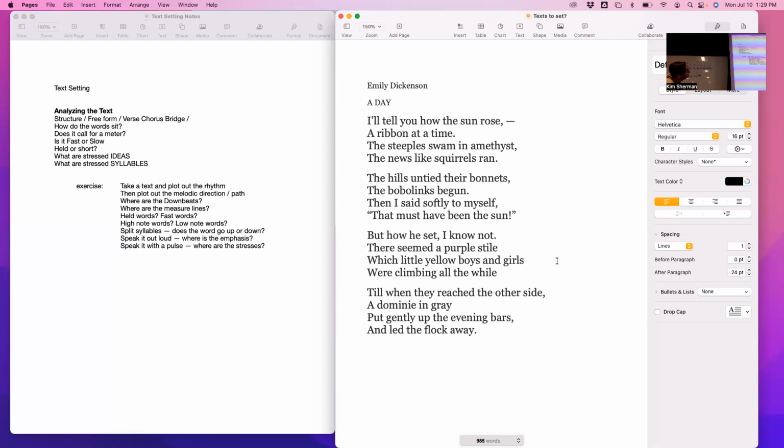Should we keep going? Yeah. Okay, then the steeples swam in amethyst. So where should I put the... Yeah, over here. So it's gonna be like the... Next, measure steeples. I think steeples would be good as two dots. Like, ooh, steeples swim.